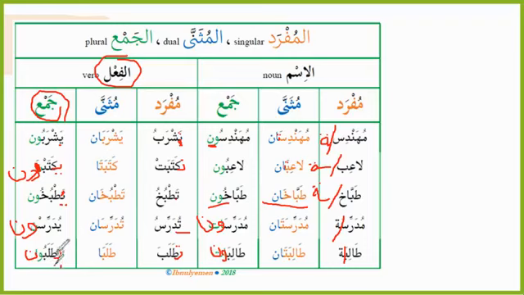Let's do it again. For a plural, yashrabun, yaktubun, yatbukhun, yadrusun, yatlubun. This is for plural. They're drinking, they're writing, they're cooking, they're studying, they're seeking. All right, now let's imagine it as feminine. Remember, for a masculine, you're adding the ya and you're adding the un at the end.